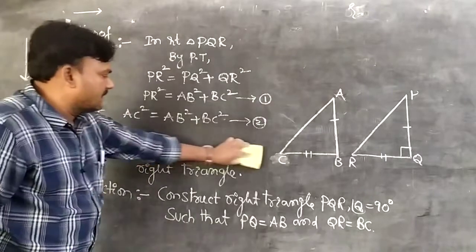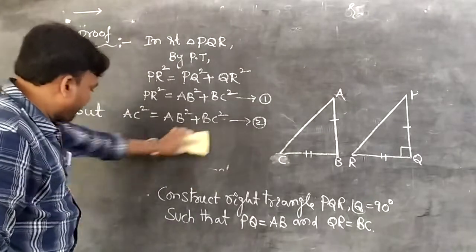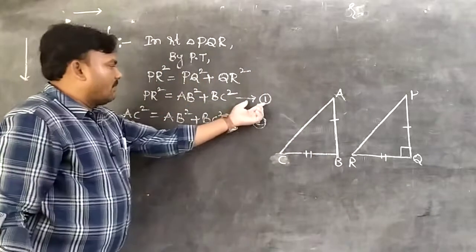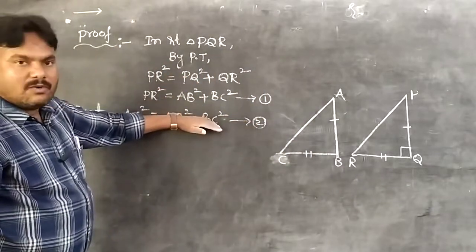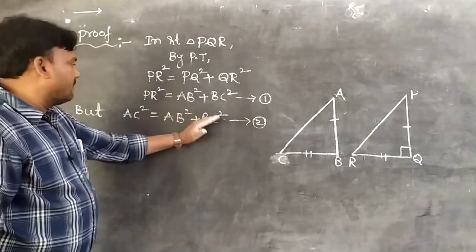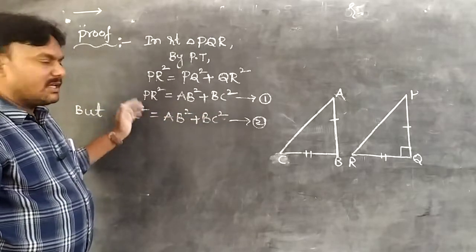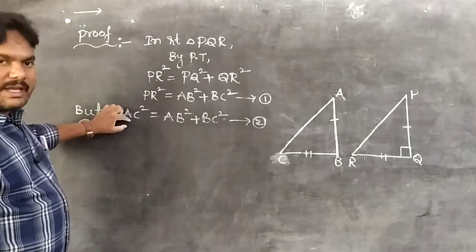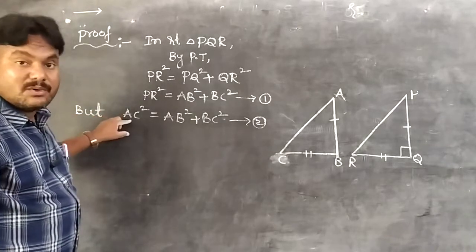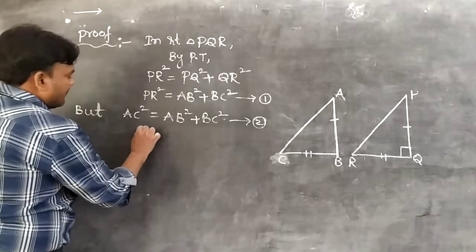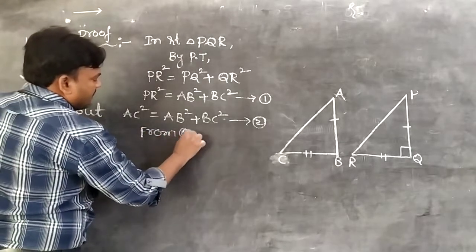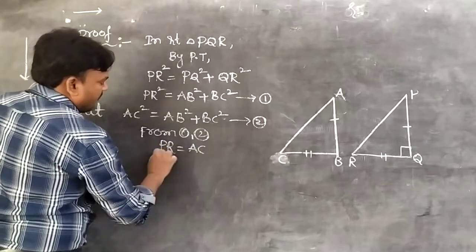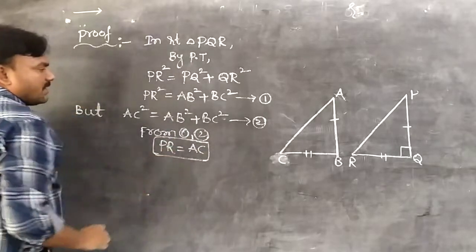Okay, observe here. From 1 and 2, the right side values are equal. The RHS is equal, so automatically the LHS is also equal. So PR square equals AC square. PR square equals AC square means automatically PR equals AC. So from 1 and 2, PR equals AC.